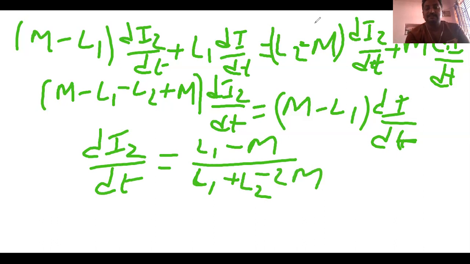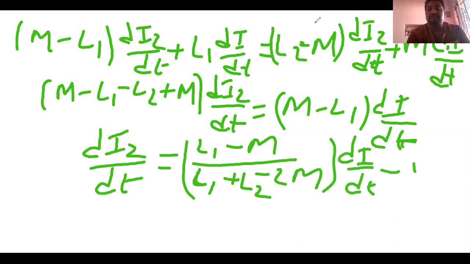See that? We change the signs of this. If it is minus, it becomes plus; if it is plus, it becomes minus. Similarly here also, minus, plus, plus and minus. So, into di by dt. So this is the value of equation 5. We got this value of di2 by dt.